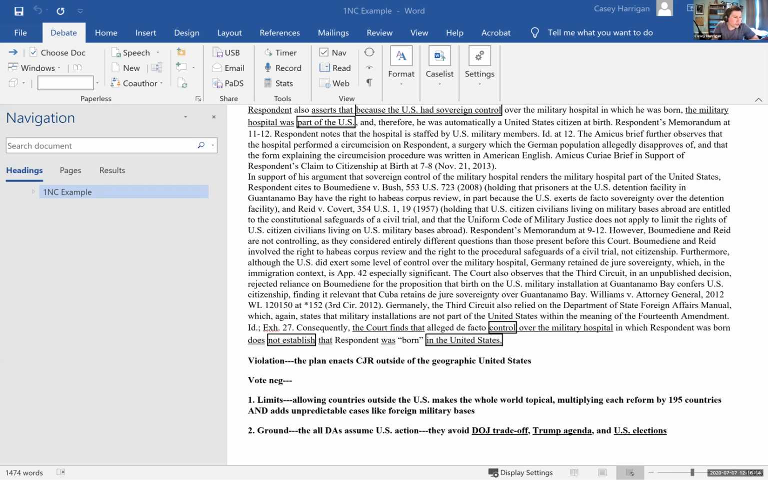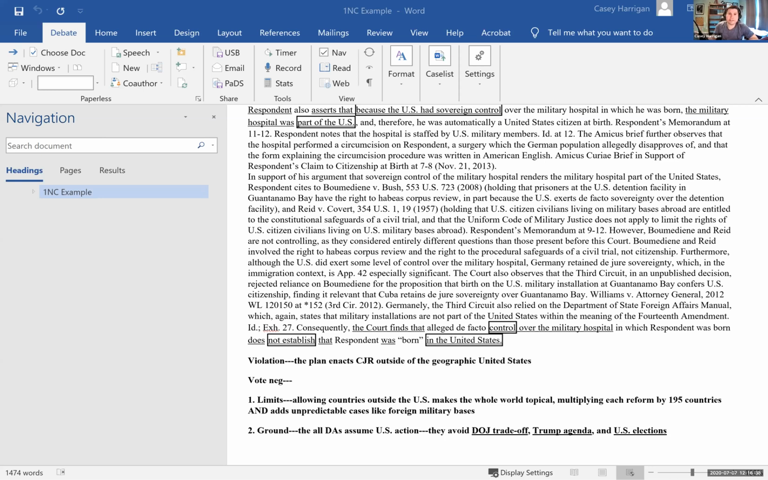And then you want to introduce any additional reasons to prefer your interpretation. And you can literally go through the list of all the things that I mentioned to you before. You can go through things like ground, education, precision, bidirectionality, predictability. Any one of those could apply, and your goal in the negative block is to introduce as many new reasons to prefer your interpretation as possible.